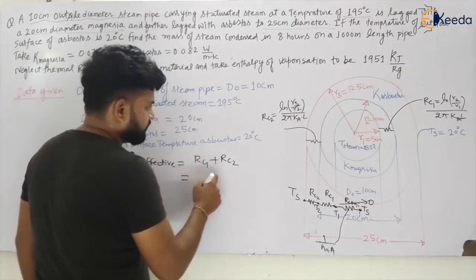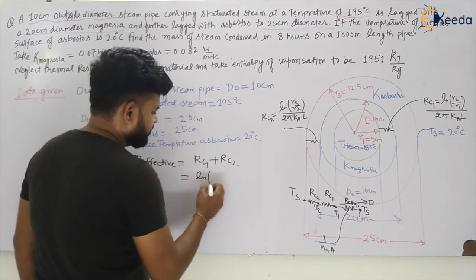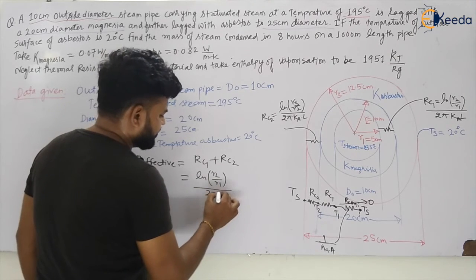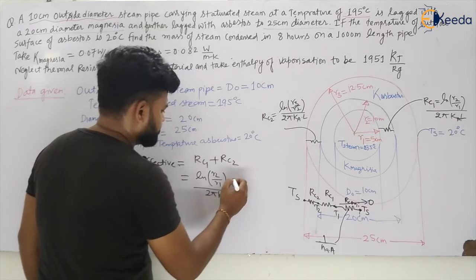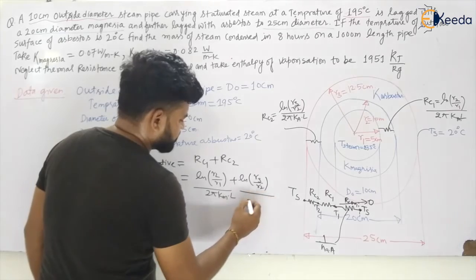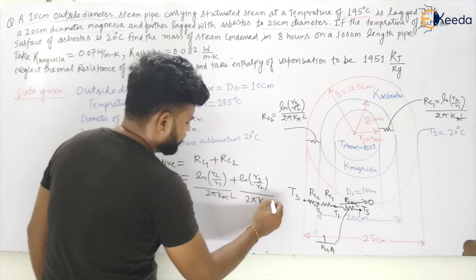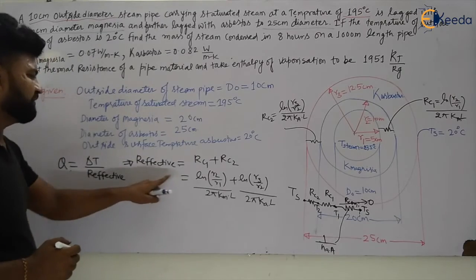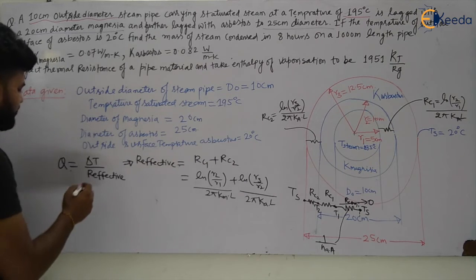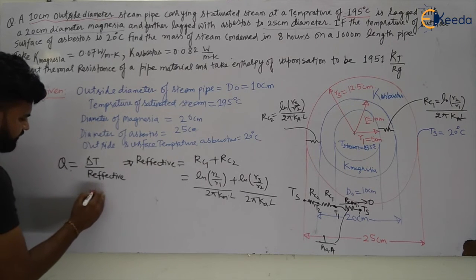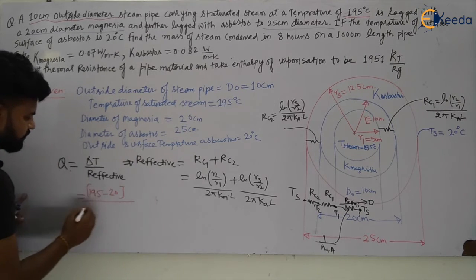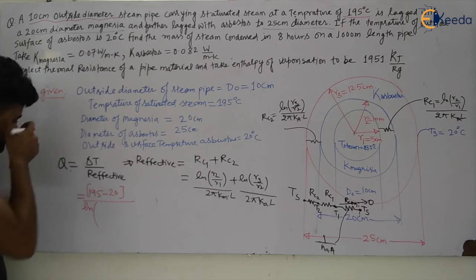How will it be given? By these formulas. RC1 will be ln R2 by R1 divided by 2 pi K magnesia into L, plus ln R3 by R2 divided by 2 pi K asbestos into L, my dear students. So I can have the R effective from here. What is delta T? Delta T is nothing but 195 minus 20 degrees, divided by R effective, and this will be ln of R2 divided by R1.